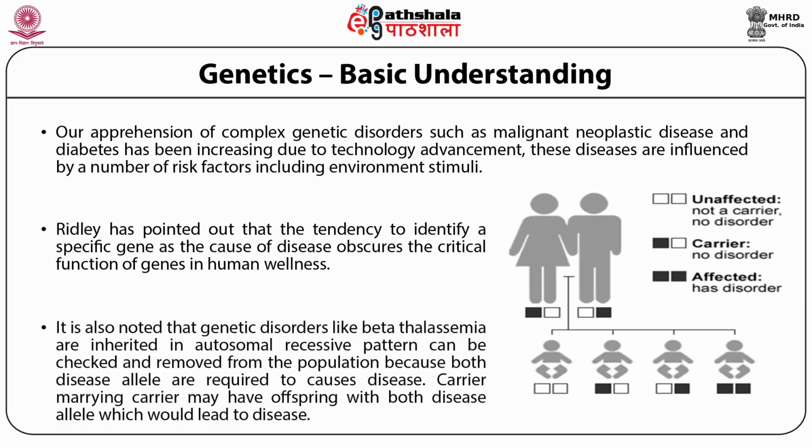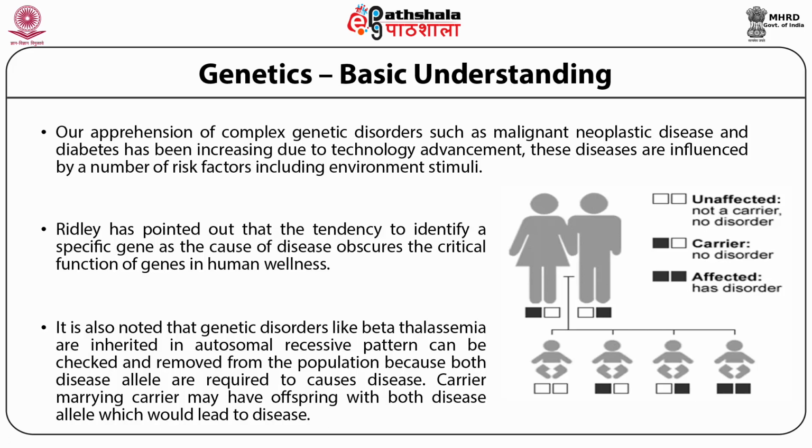It has also been noted that genetic disorders like beta thalassemia, which are inherited in an autosomal recessive pattern, can be checked and removed from the population because both disease alleles are required to cause disease. A carrier marrying a carrier may have offspring with both disease alleles, which would lead to disease.